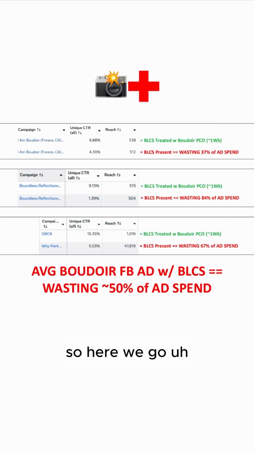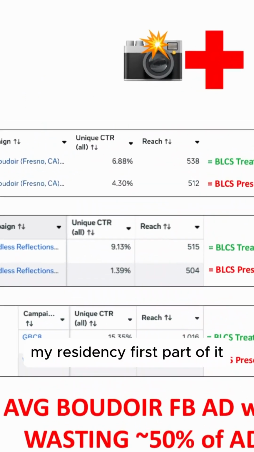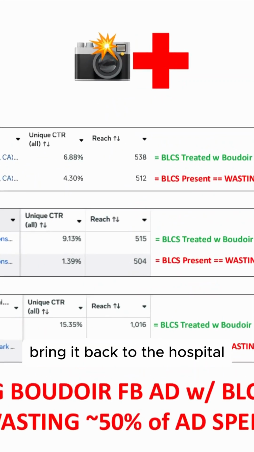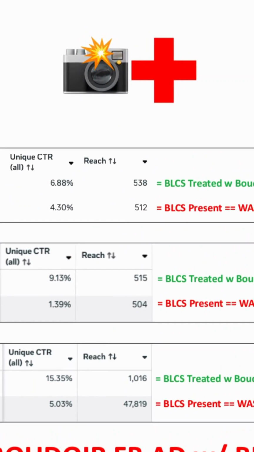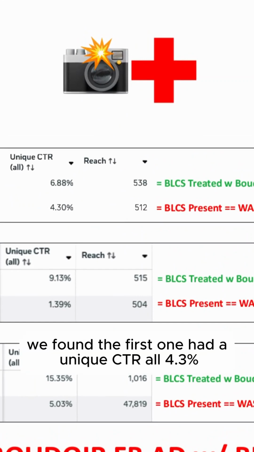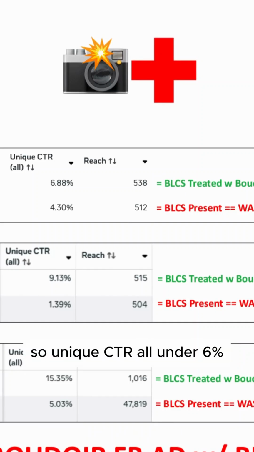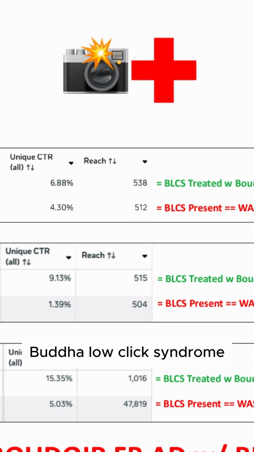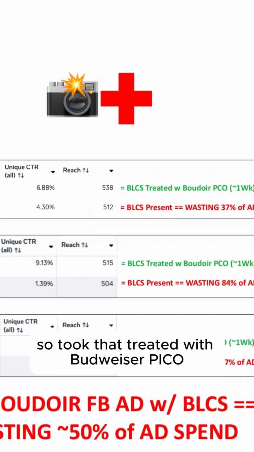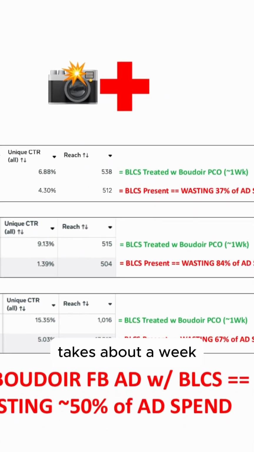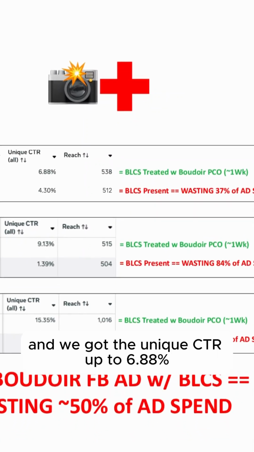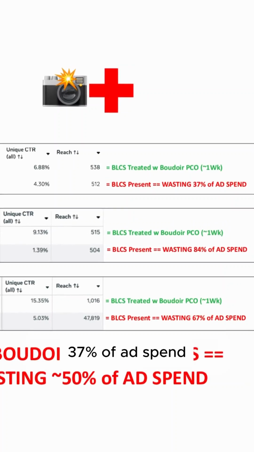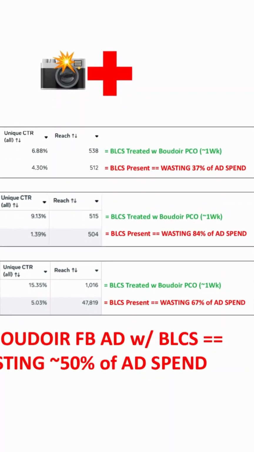So here we go. My residency, first part of it. Go out there in the wild, find a Boudoir Facebook ad, bring it back to the hospital, test it. We found the first one had a unique CTR of 4.3%. So unique CTR under 6%, we know that BLCS is present, Boudoir low click syndrome. So we took that, treated it with Boudoir Pico, takes about a week, and we got the unique CTR up to 6.88%. So we found that the original Boudoir Facebook ad was actually wasting 37% of ad spend.